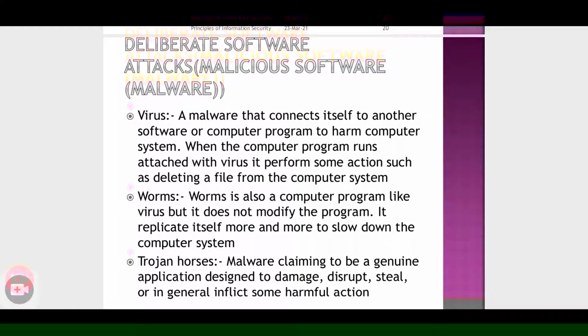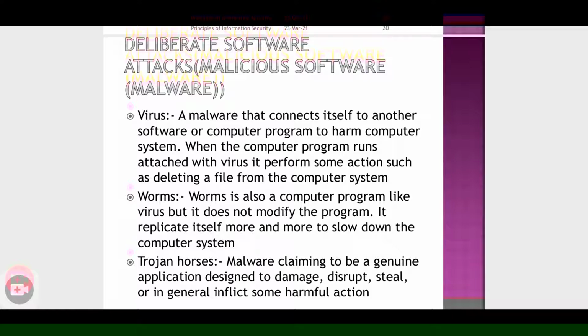Next one is deliberate software attacks, which is otherwise known as malicious software or malicious code or malware. We already saw in the previous slide that we have a number of malicious software or malwares like worms, viruses, Trojan horse, bot, rootkit, adware, etc. A virus is a malware that attaches itself to another software or computer program to harm the computer system. When the computer program runs attached with the virus, it performs some actions such as deleting files from a computer system.